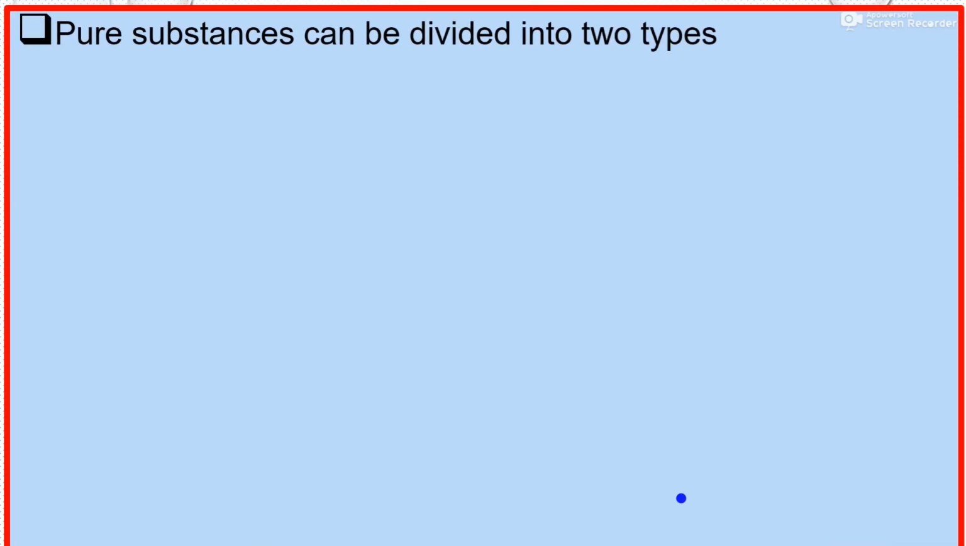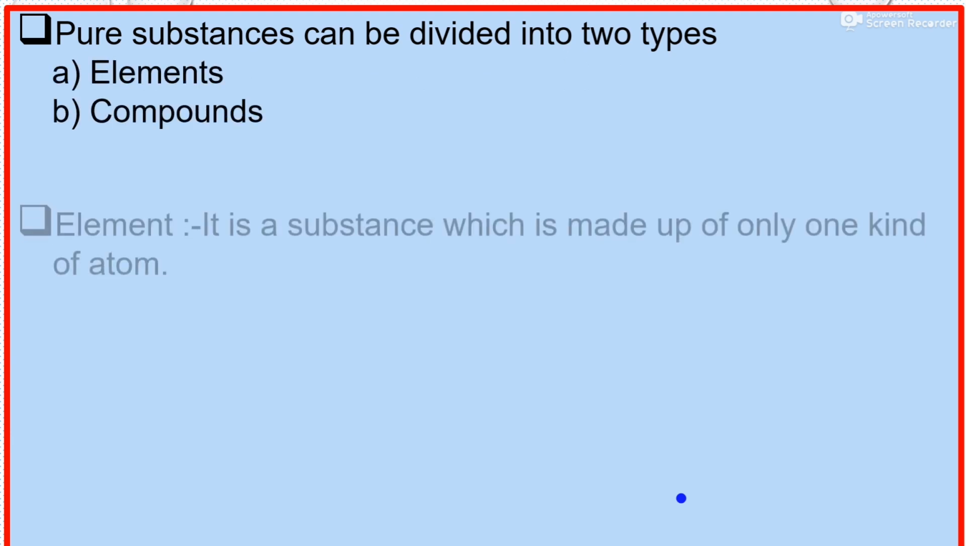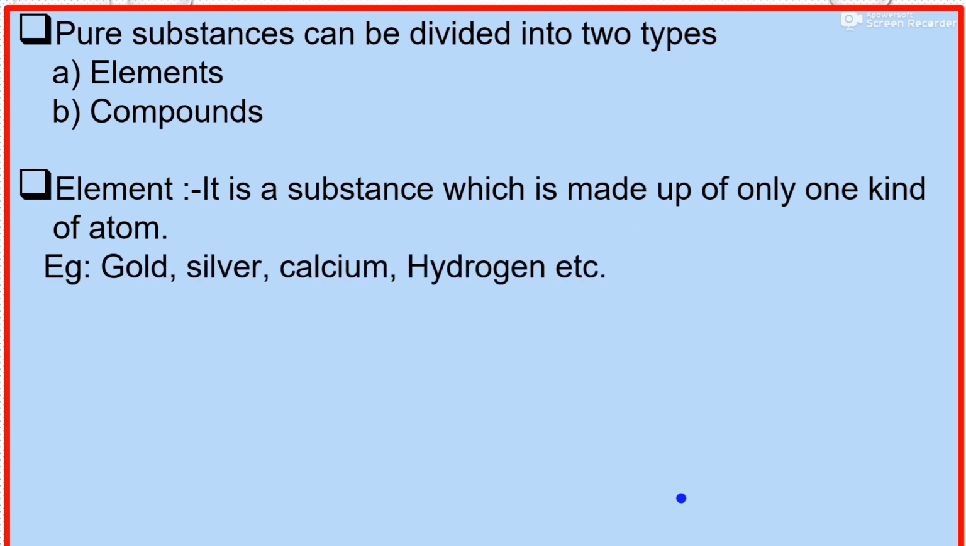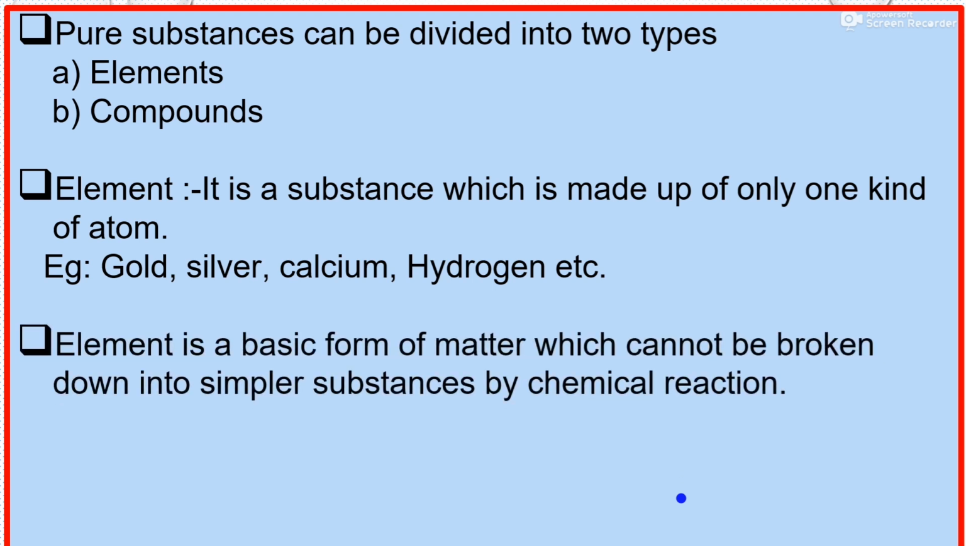Now we will come to the next slide, that is pure substances can be divided into two types. First is elements, second is compounds. An element is a substance which is made up of only one kind of atom. For example, gold, silver, calcium, hydrogen. In gold, there is only gold atom. In silver, there is only silver atom.